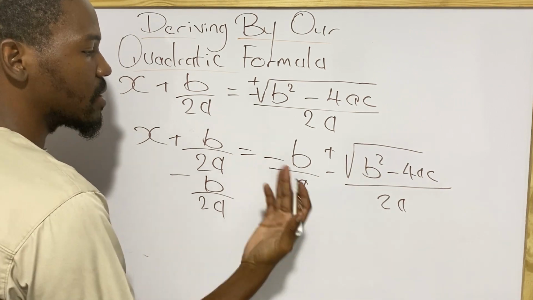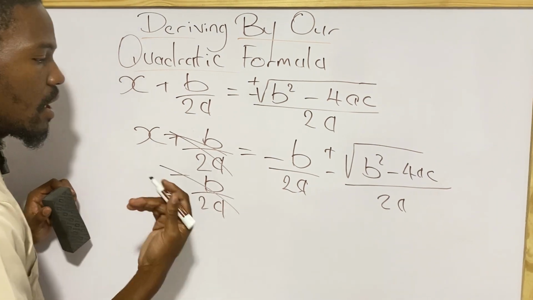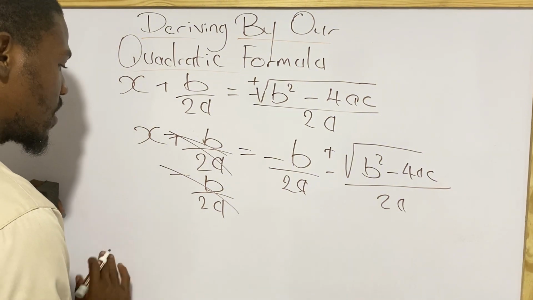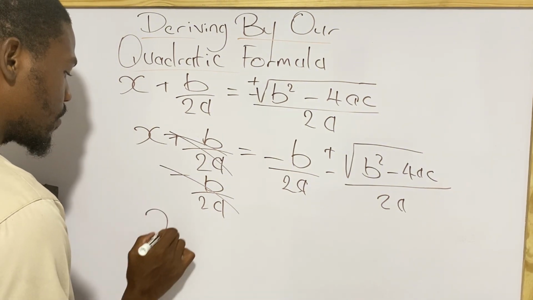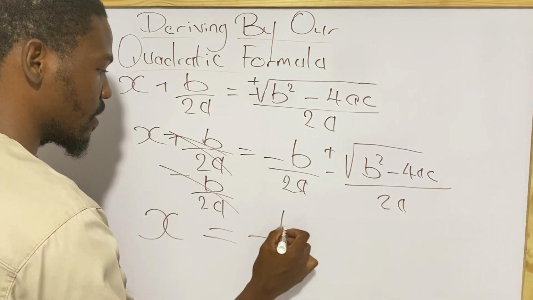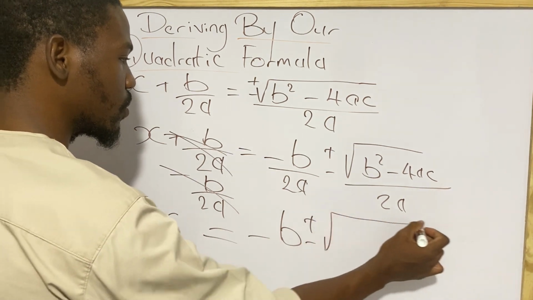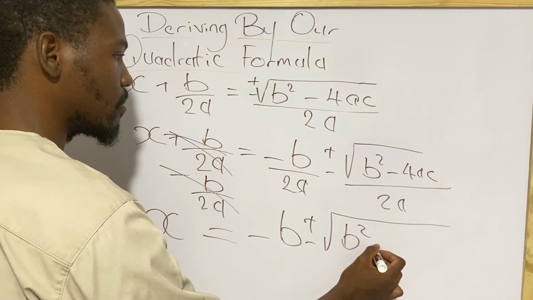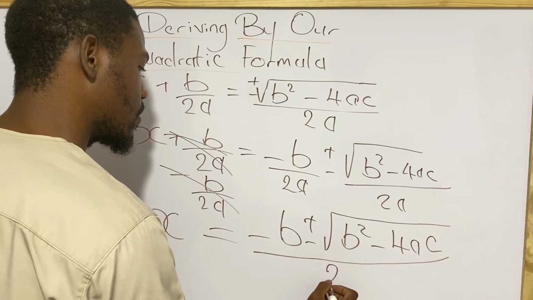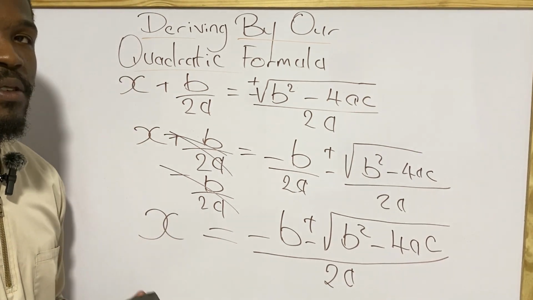Now the fact that the denominators are the same, these are going to be combined. And just to wrap things up, understanding that the denominators are the same, we can have everything written as negative b plus or minus the square root of b squared minus 4ac over 2a. And that is how you arrive at your quadratic formula.